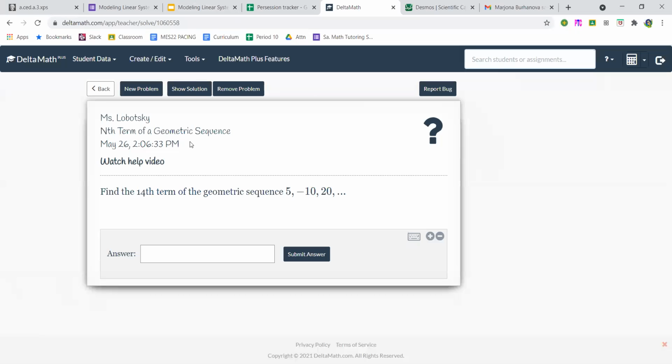So to get the nth term of the geometric sequence, I need the explicit formula. So I'm going to write that down. I'm going to say a of n, or a sub n, equals my first term times my common ratio raised to the n minus 1. I could do a sub 1 instead, but it's the same thing.